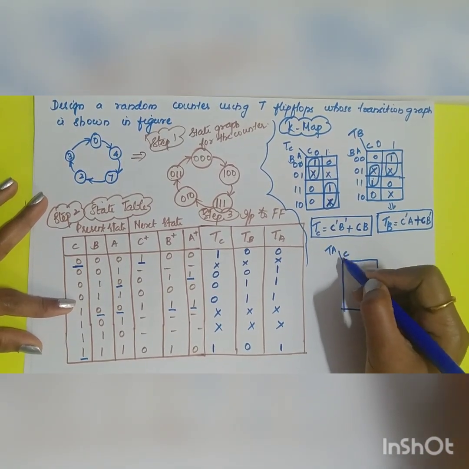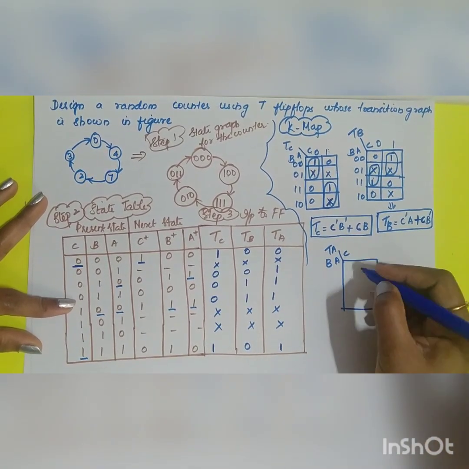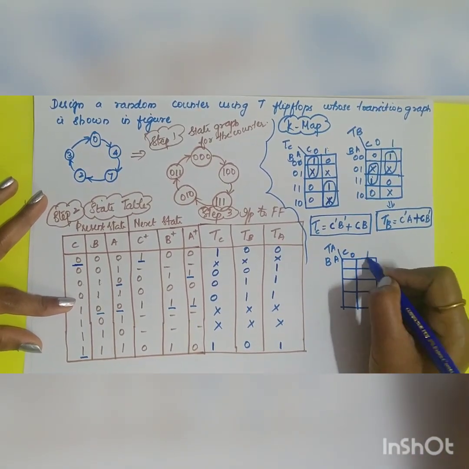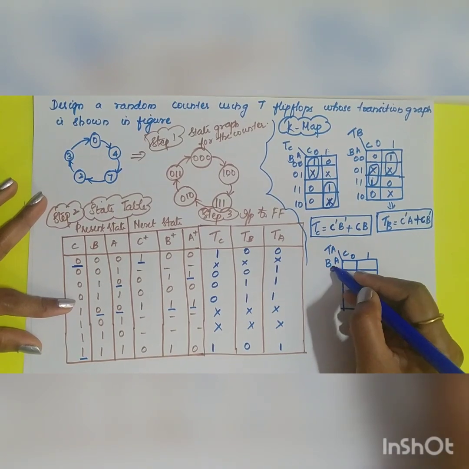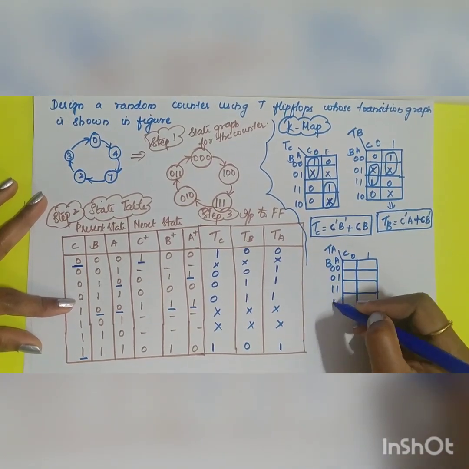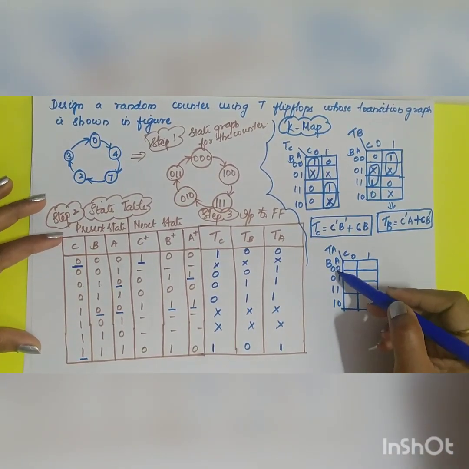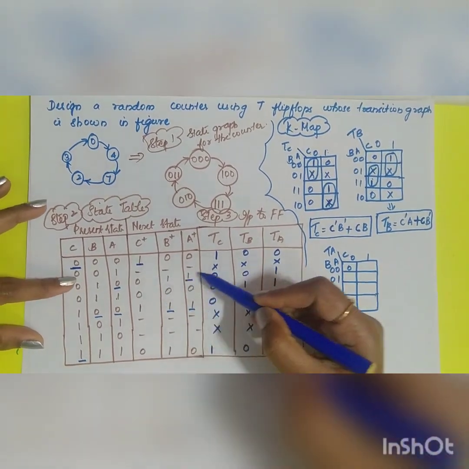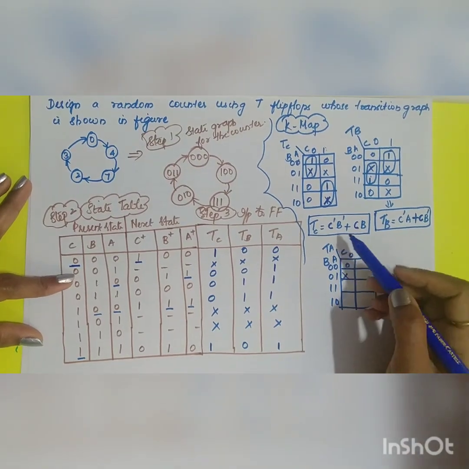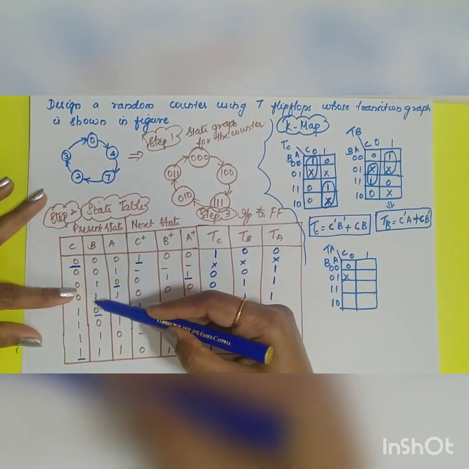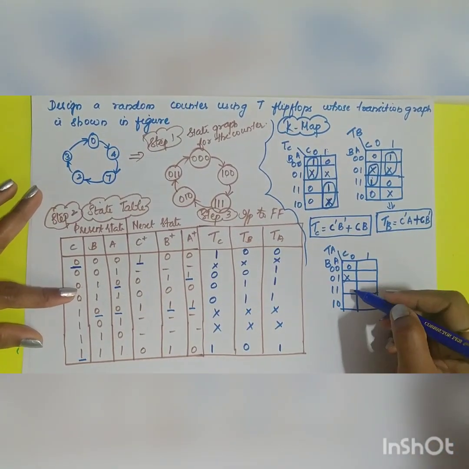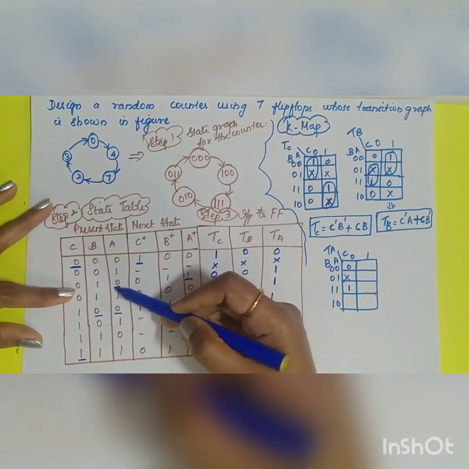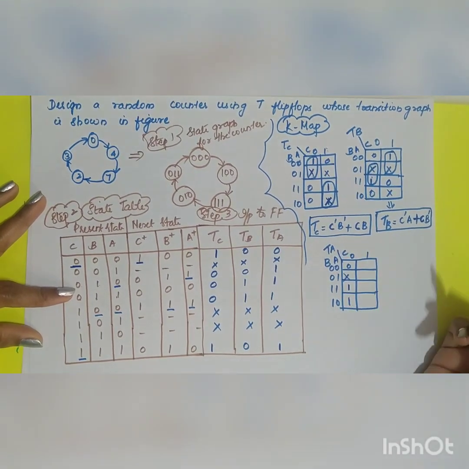TA. So this is C A B. Again the same formula. So 0, 1, 0, 0, 0, 1, 1, 1, 1, 0. So what is your value? 0, 0, 0. Your TA is equal to 0. 0, 0, 1. Your value for TA is equal to don't care. 0, 1, 1. Your value of TA is equal to 1. Okay. Now 0, 1, 0. Your value of TA is equal to again 1.